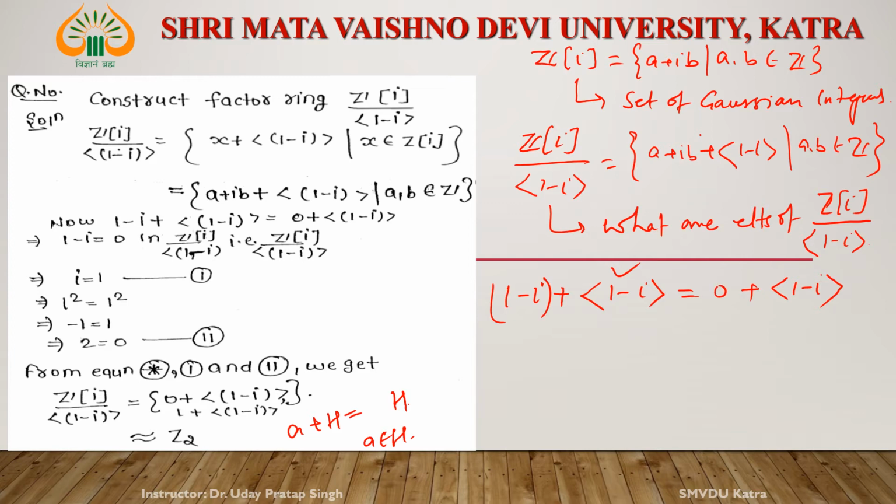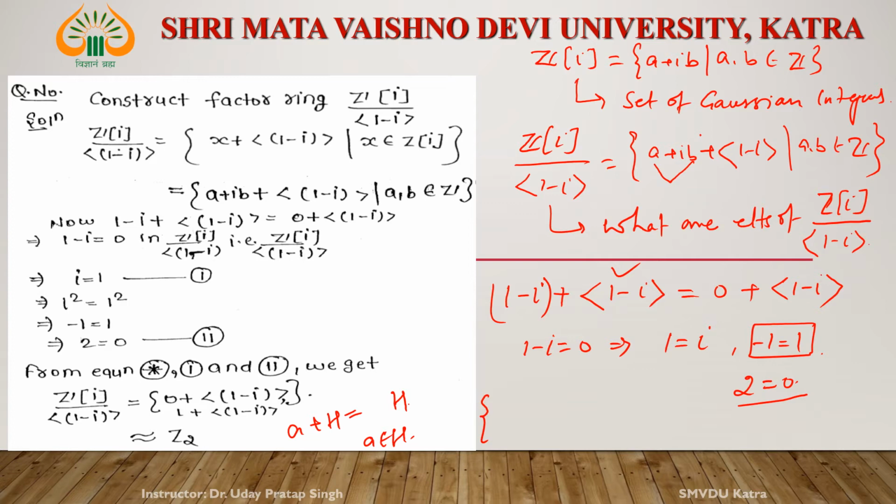Now see, 1 minus i is equal to 0, then what is 1? 1 is equal to i. Then what is minus 1? Minus 1 is, that is, 1 squared is equal to i squared, so minus 1 is equal to 1. It means what is 2? 2 is equivalent to 0, right? So the elements of this, where a and b are elements of Z, we have to write all the elements of this type.